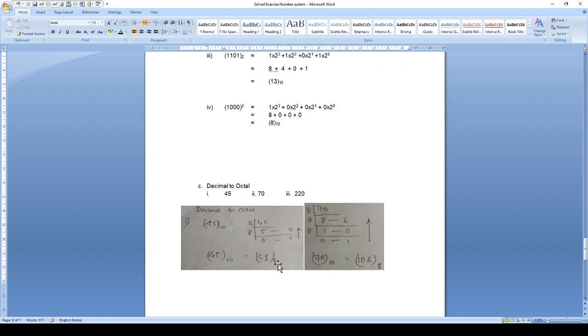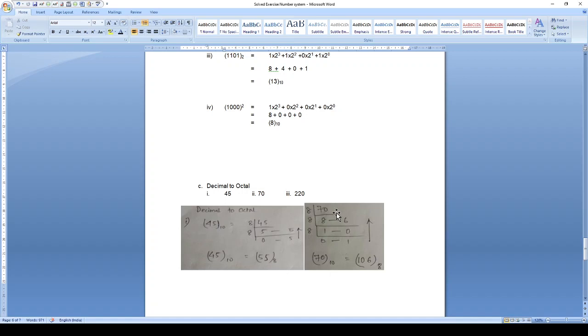5, 5. Right? So 5, 5 in octal. The base is 8. 45 in decimal is 55 in octal.